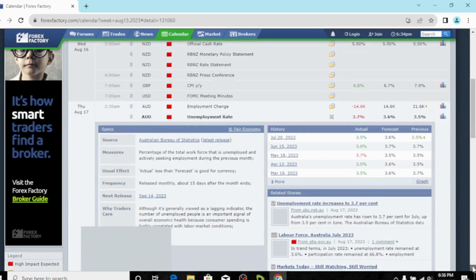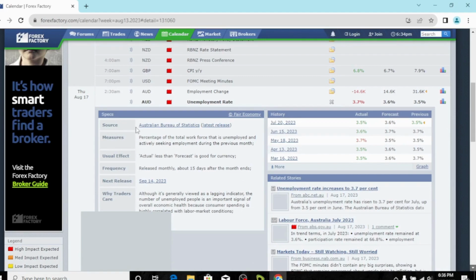The source is the Australian Bureau of Statistics. The news measures the percentage of the workforce that are unemployed during the previous month. The usual effect is that actual less than forecast is good for the currency. So actual less than forecast is good for the currency.